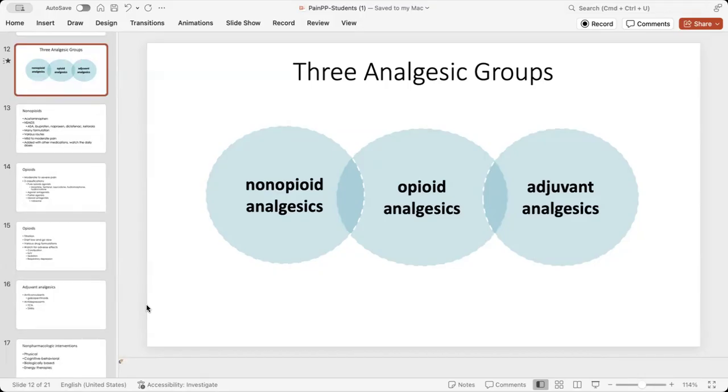Is the main purpose of those adjuvant medications pain? No. Their main purpose might be for depression, their main purpose might be for seizures, but we can also use those for pain. Those are off-label uses of a medication.